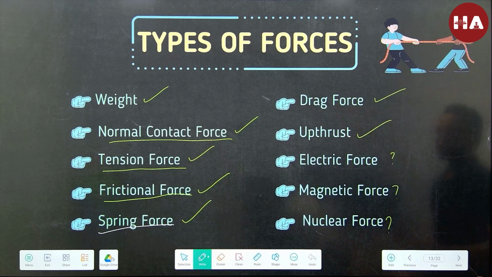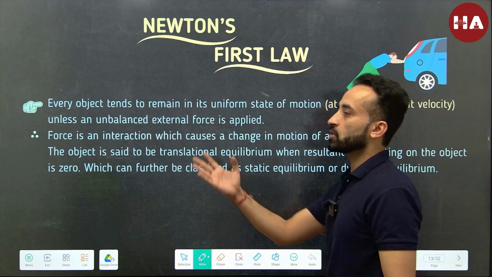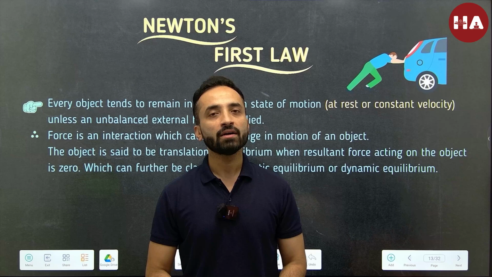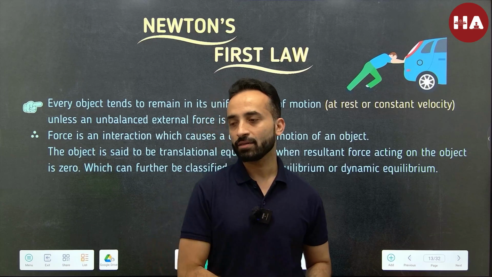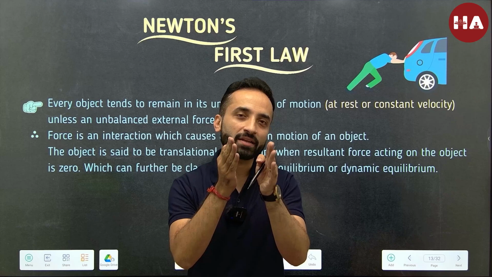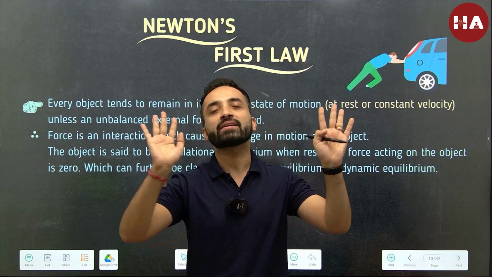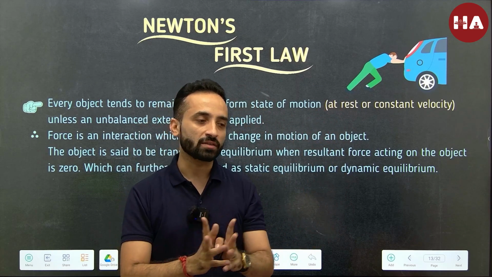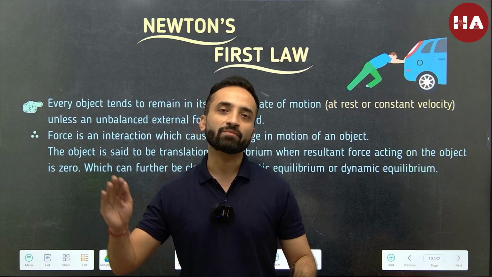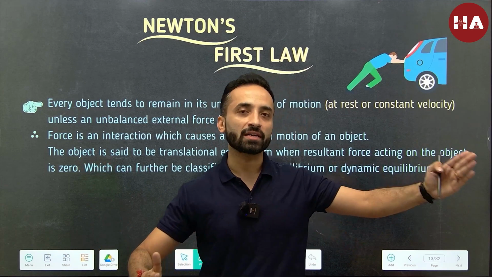Alright, next thing, Newton's first law. We also call it the law of inertia, okay. So what is that? Just now I was talking about it: an object will have a tendency to maintain its state of motion. So if you have the table in front of you, it will try to be at rest. If something is moving, it will try to continue its motion.